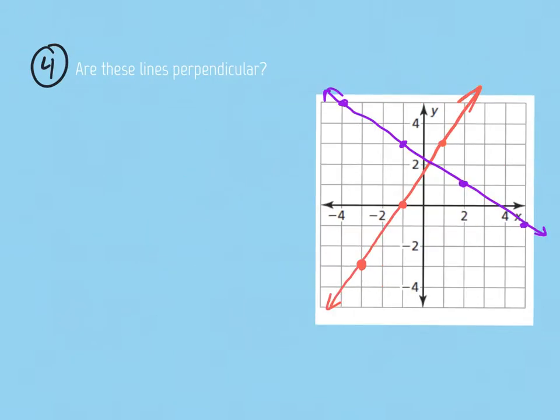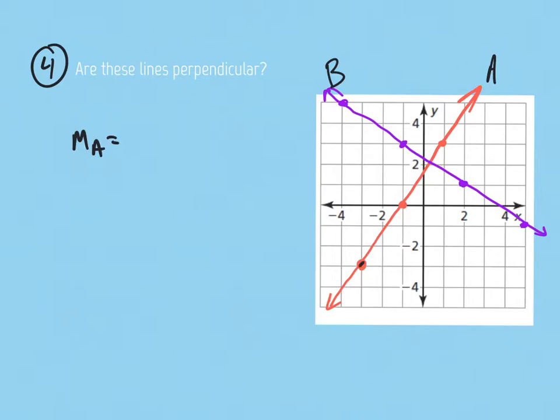All right, how about these lines? Are they perpendicular? They're definitely not parallel because they cross, but perpendicular means do they cross at a right angle? So we got to check their slopes. I'll call the red one line A and the purple one line B. So my slope of A, again, just do rise over run. We could find points and use the formula, but when you have the graph, it's easier to just count boxes.